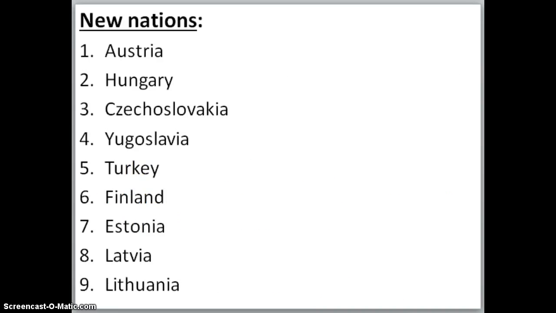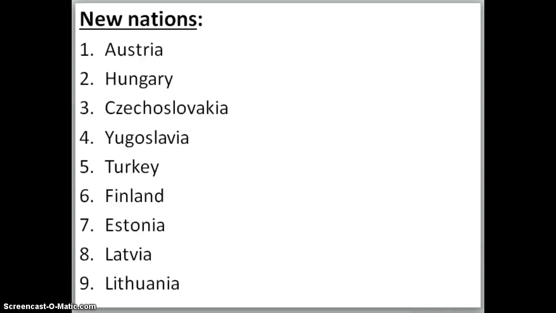All right, so new nations that are going to be carved up into the European continent. We're going to have Austria, Hungary, Czechoslovakia, Yugoslavia, Turkey, Finland, Estonia, Latvia, and Lithuania.